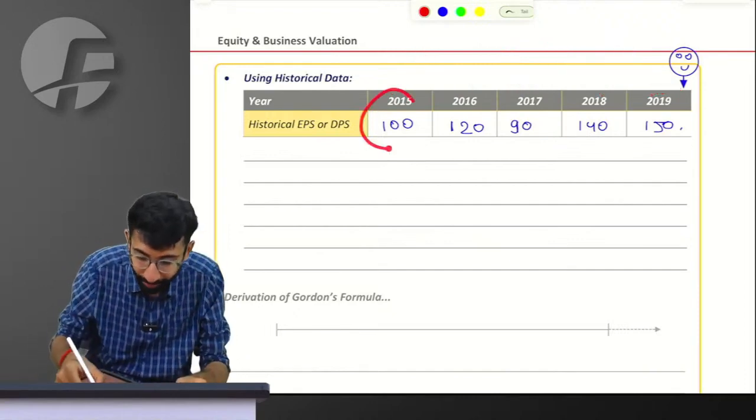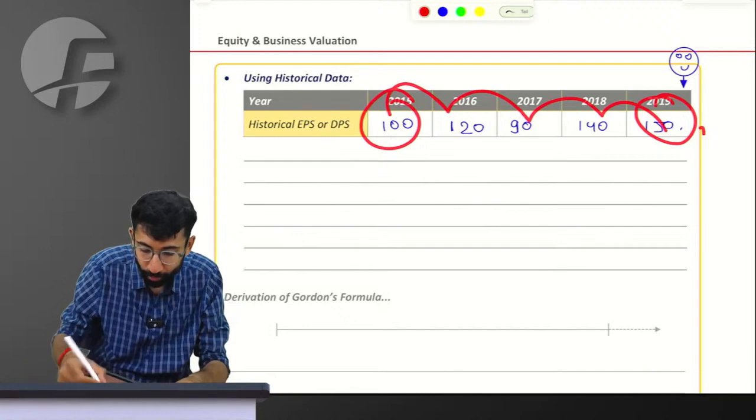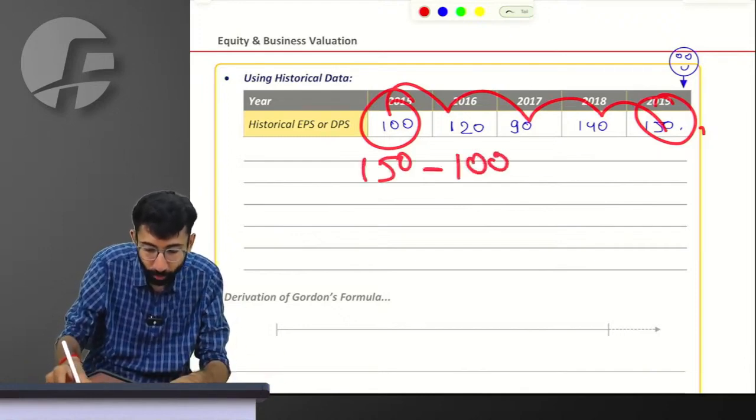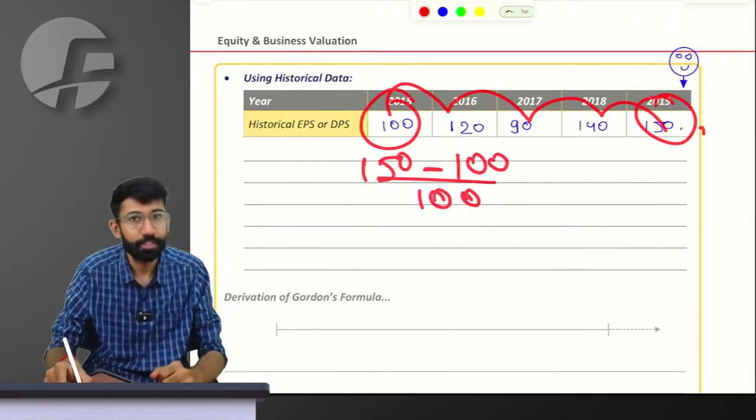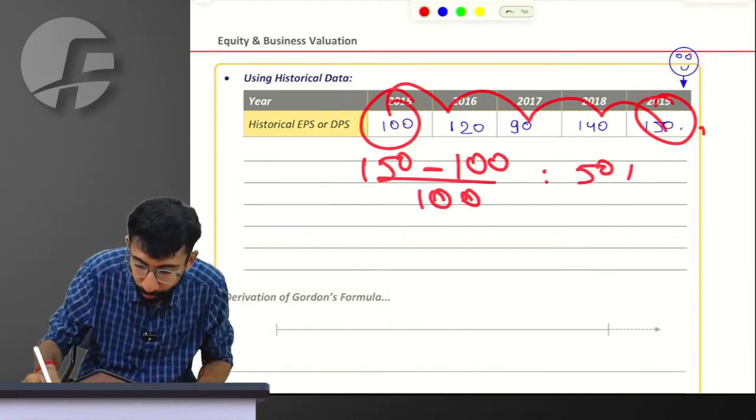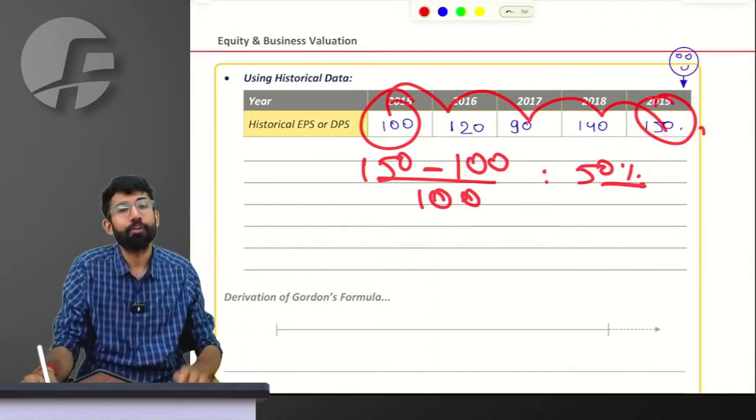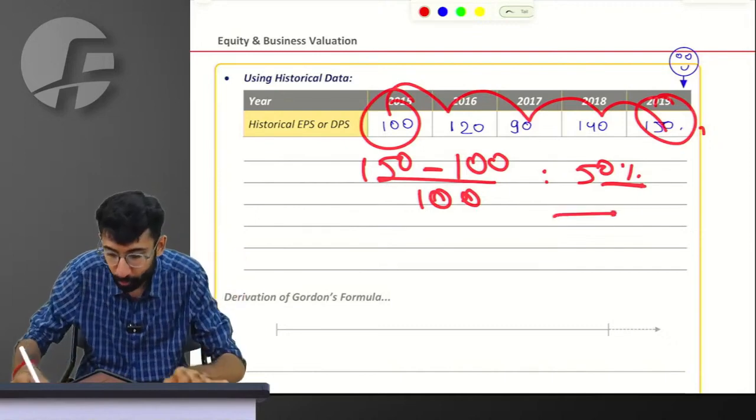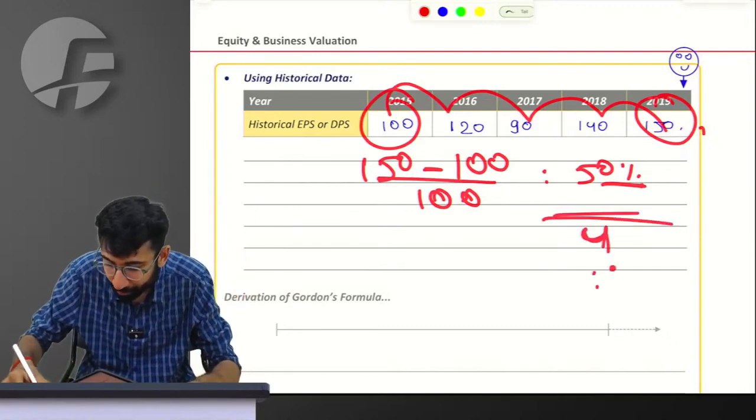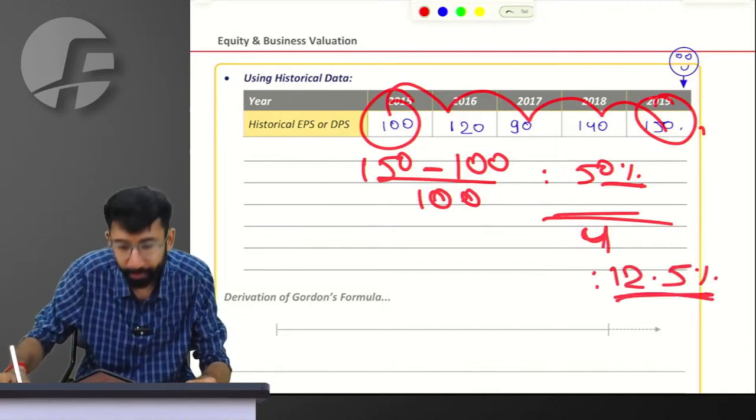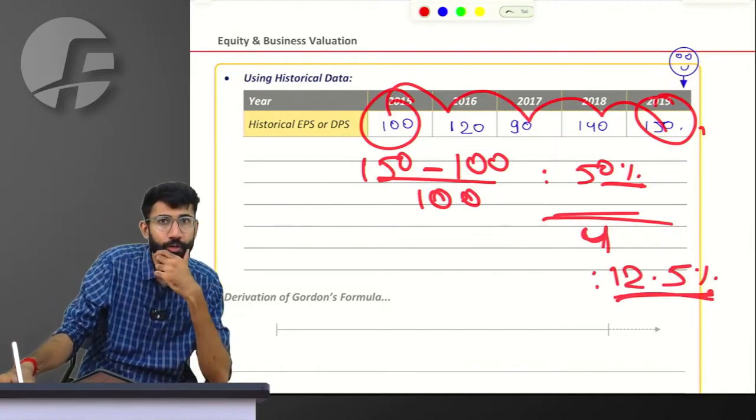The second thing is that, while calculating growth, one way to do it is: sir, 150 has become the dividend, 100 was the dividend, which means overall the dividend has grown by 50% over a period of 4 years. Dividing by 4 will give me a growth of 12.5% every year. You know what is wrong with this?